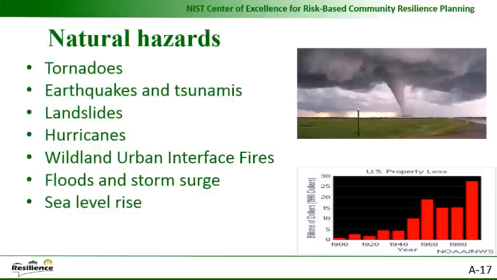Within the center, we'll look at tornadoes, continue to look at earthquakes, but combine them with tsunamis, addressing the challenges of cascading hazards, as well as landslides triggered by earthquake and rainfall, hurricanes, including the effect of climate change on their intensity and occurrence rate, floods and storm surge, and wildland-urban interface fires. The common thread is that while all of these hazards cause damage to communities, there are certain attributes within communities that make them more resilient.